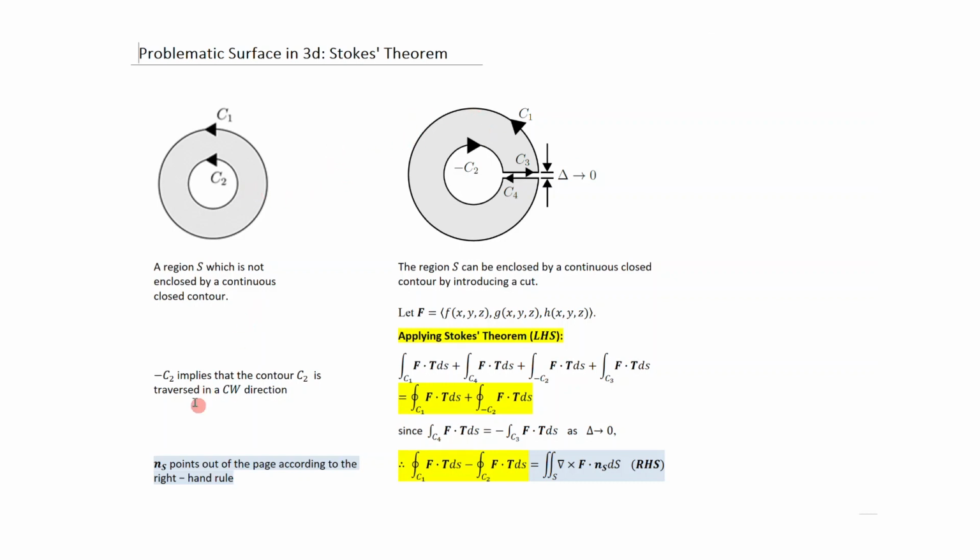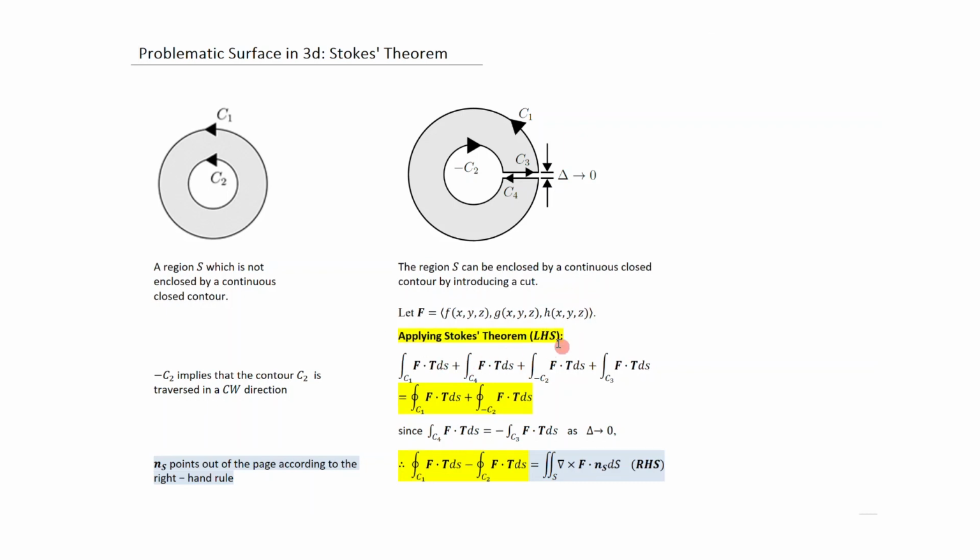All right, the other thing is some nomenclature. Minus C2 implies that the contour C2 is traversed in a clockwise direction. So C2 is counterclockwise. Here, this is minus C2 to indicate that it's clockwise. All right, so the vector field would take on this particular type of form.